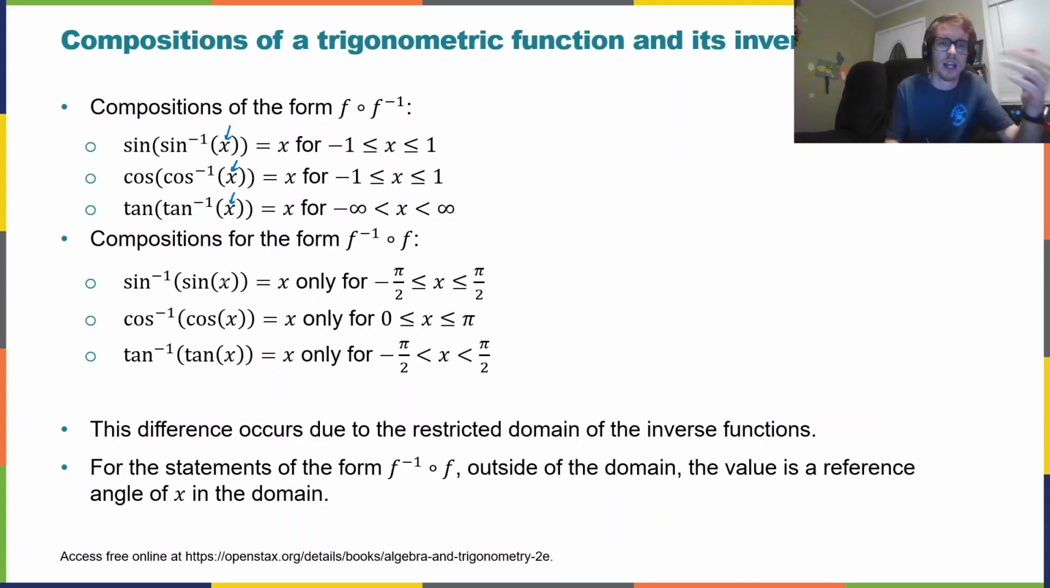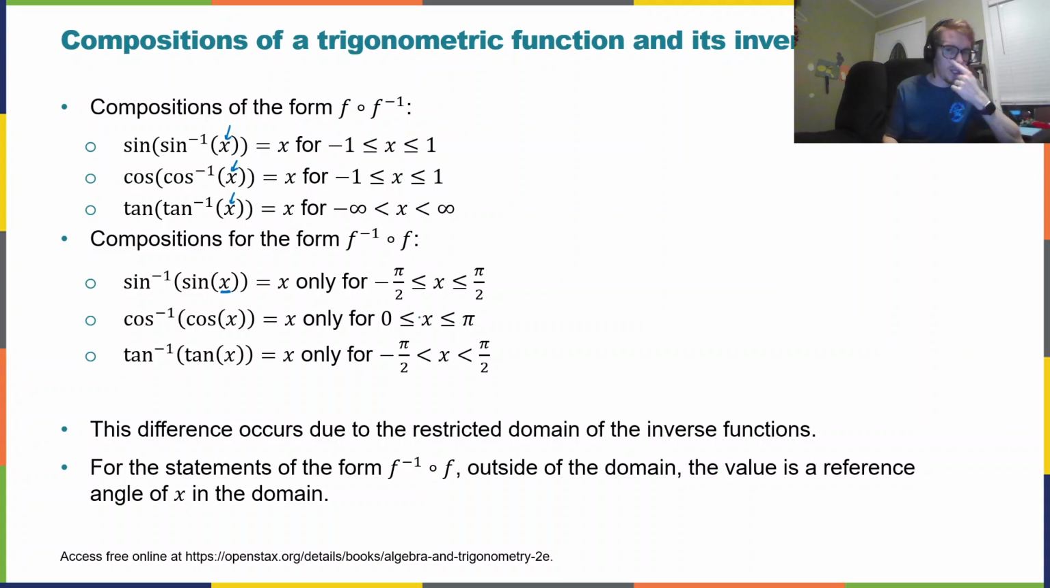All right, so then if you have these compositions of the form f inverse composed with f, that would be arc sine of sine of x. That's equal to x, but we're restricted between -pi/2 and pi/2 inclusive, because now this x value is no longer a ratio. This x value is an angle. So we have the angle restriction. Arc cosine of x equals x between 0 and pi. Same logic there. Arc tangent of x equals x whenever you're between -pi/2 and pi/2, not including the axes there. Now this difference again occurs due to the restricted domain of the inverse functions.